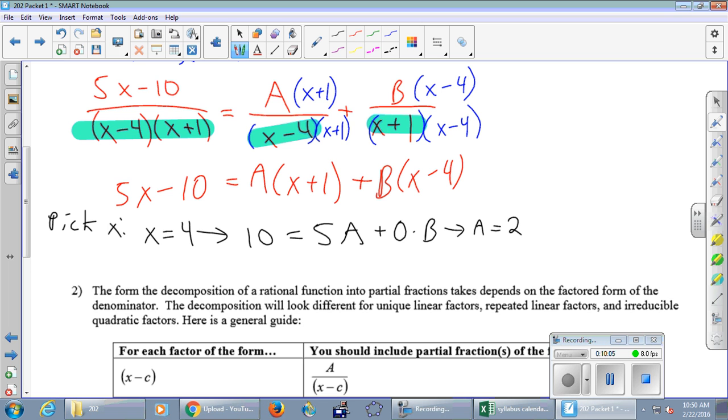A is 2. Mario said it, but let's get somebody else. What's another good choice for x? -1. That's the other winner. So plug -1 in for all those x's in that bottom red equation.